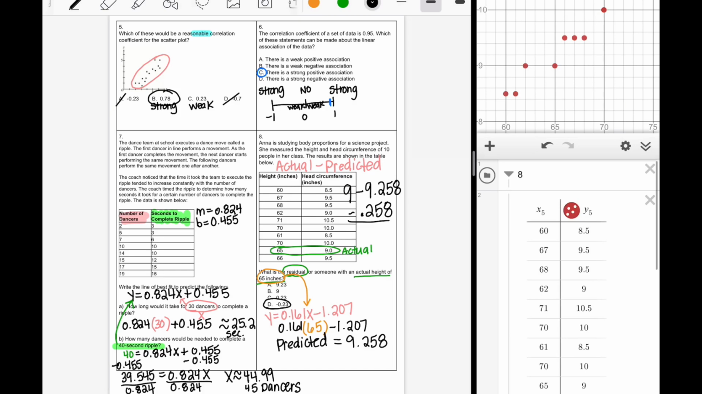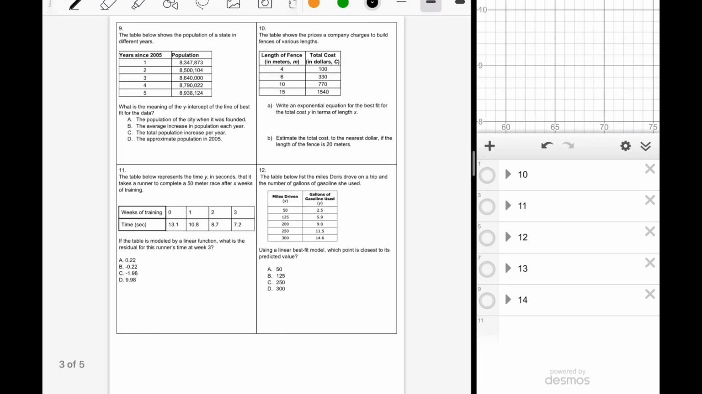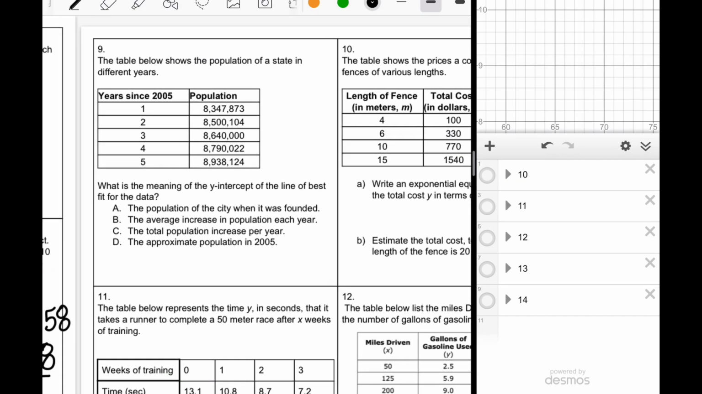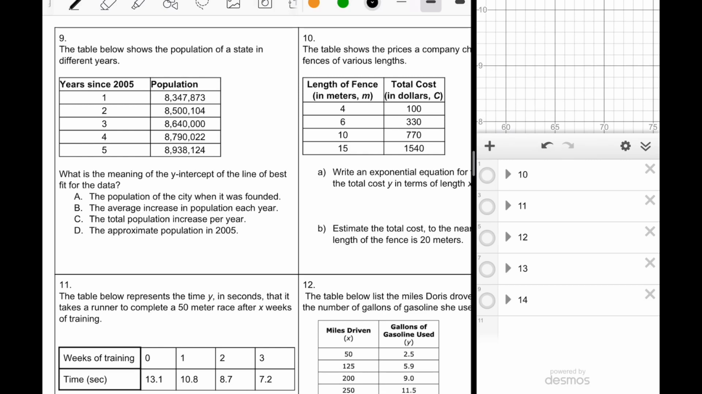So we're done with problem number 8. Now, number 9 is just really a do-you-understand-how-to-read-a-table problem. It says, using this table, what is the meaning of the y-intercept? So the y-intercept, it's asking about the line of best fit, but really it's just an interpretation. So remember, the y-intercept is the initial value.